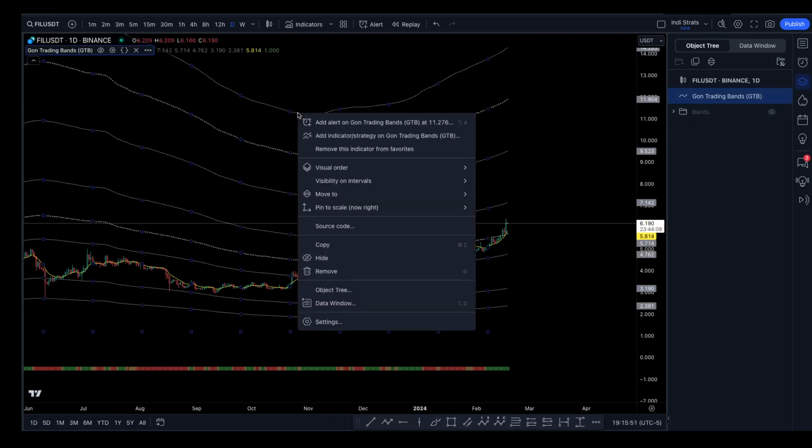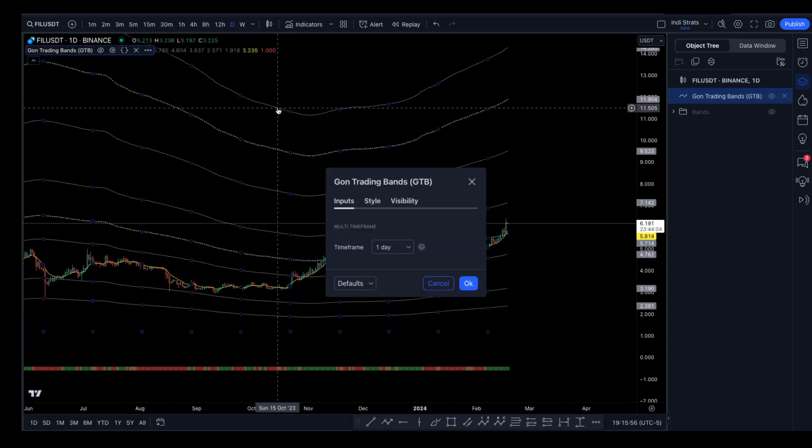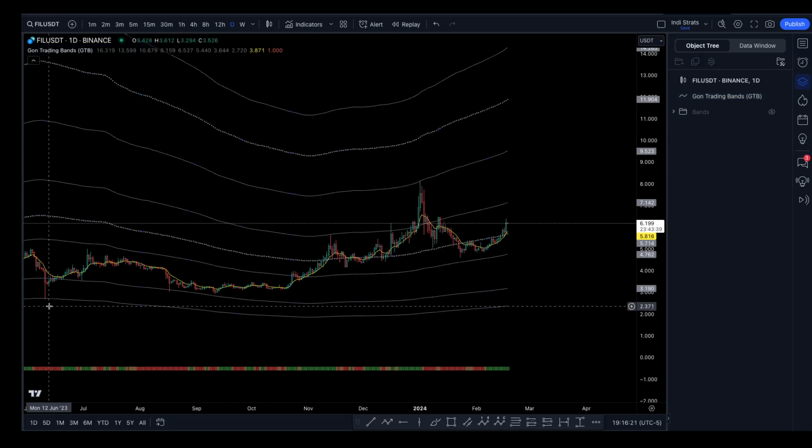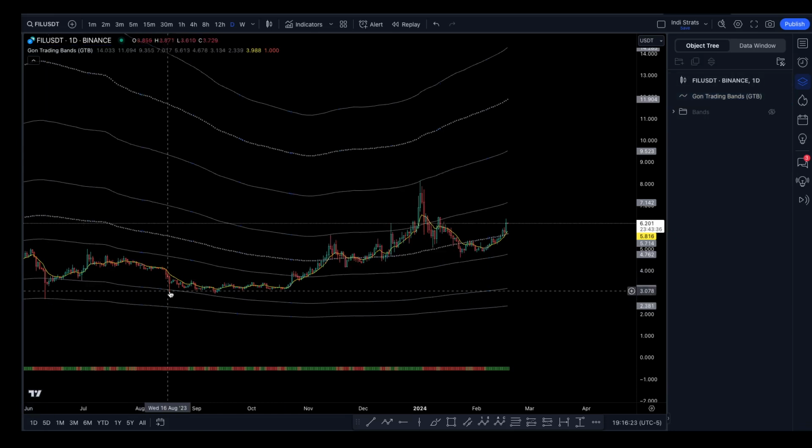So right click on the indicator, settings. Alternatively, you can just double click on the indicator and it will also pull up the settings window for you. So as you can see in the inputs subsection, the multi-time frame, the time frame of the Gon Trading Bands is fixed to the 1 day time frame. When I coded this indicator, I had high time frame swing trading in mind, especially for crypto. So the 1 day time frame calculation gives me the highest accuracy for crypto assets.